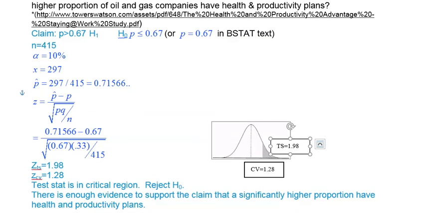So there is enough evidence to support the claim, because again, we're rejecting H0. That means we're supporting H1, and our claim was H1. So there is enough evidence to support the claim that a significantly higher proportion have health and productivity plans.